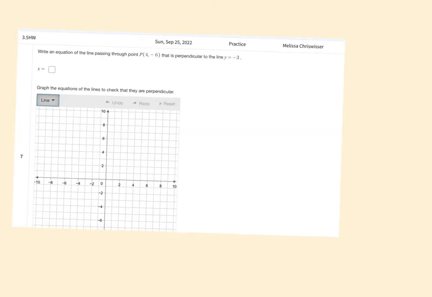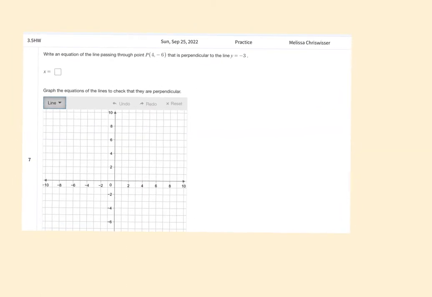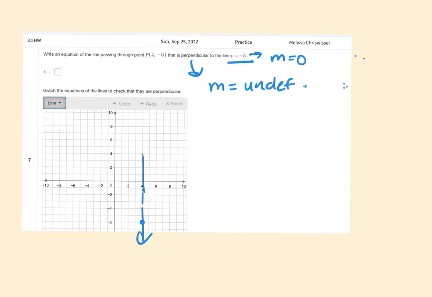Right, the equation of a line passing through point (4, -6), so that's here, that's perpendicular to the line y = -3. So the slope of this line, if it's y equals, is what? Of the original line, it's 0, which means perpendicular to it, the slope would be undefined. If it's undefined, it means it's vertical, and if it's vertical, it's an x equals, and then it's whatever x.